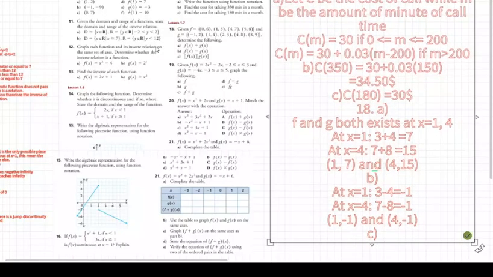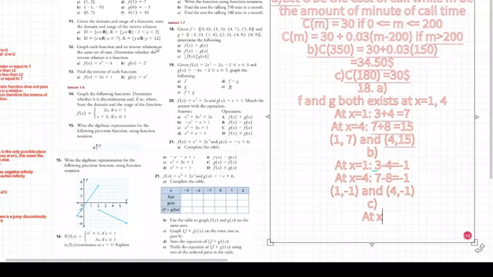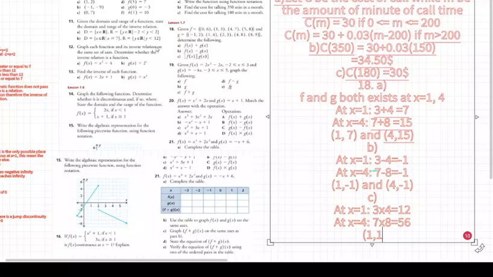Now let's move on to question number C. So C, we're multiplying them. It's not any harder. It's just different. Right? So at x equal to 1, we'll have 3 multiplied by 4, so 3 times 4, and that's going to give us 12. And at x equal to 4, we will have 7 times 8 equal to 56. So now we will have 1 and 12 and 4 and 56. I hope I did my math right, and I hope you understood it.